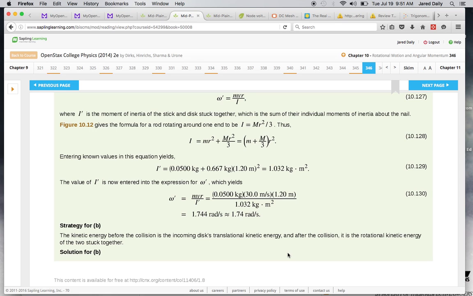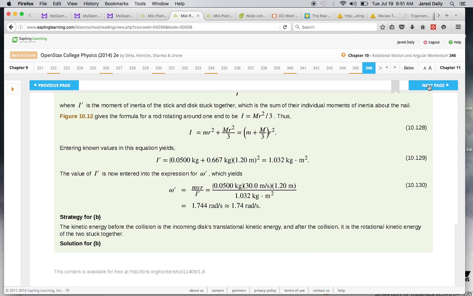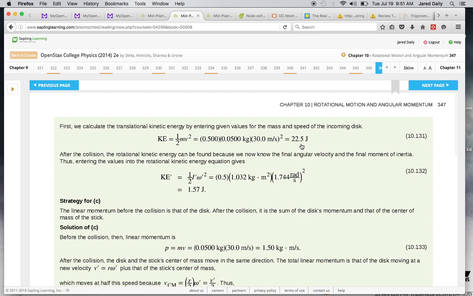Now the kinetic energies, let's take a look at those. We have a kinetic energy of the puck beforehand, and then we have a rotational kinetic energy of the entire system afterwards, and you see that we start with 22.5 joules, and we end with 1.57 joules. So there's a loss of kinetic energy, and that kinetic energy is lost in the sticking of the puck to the stick.